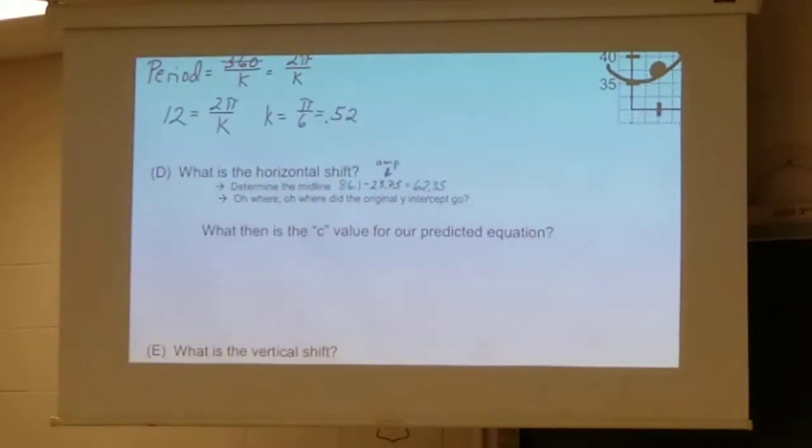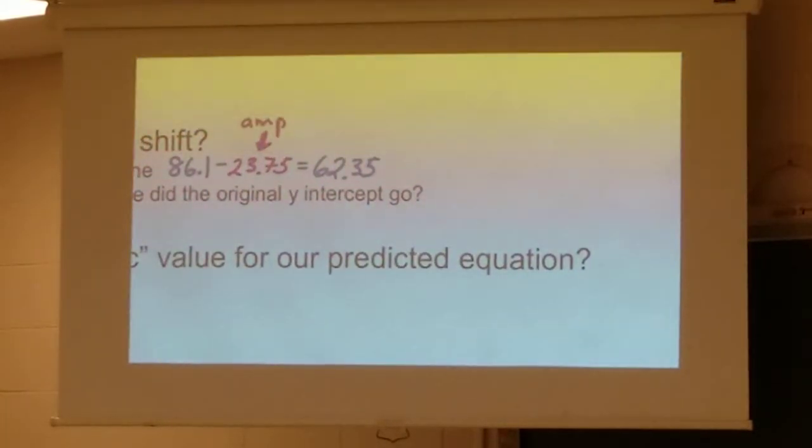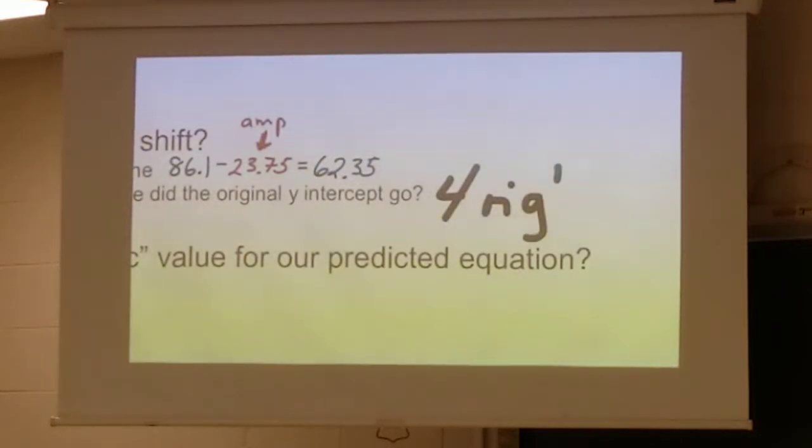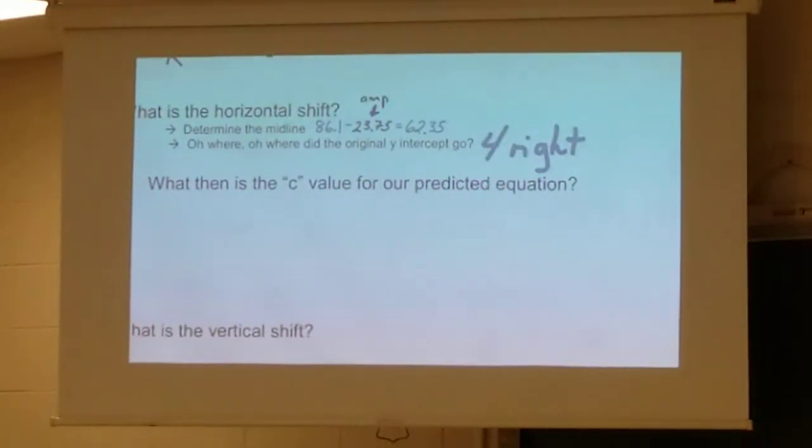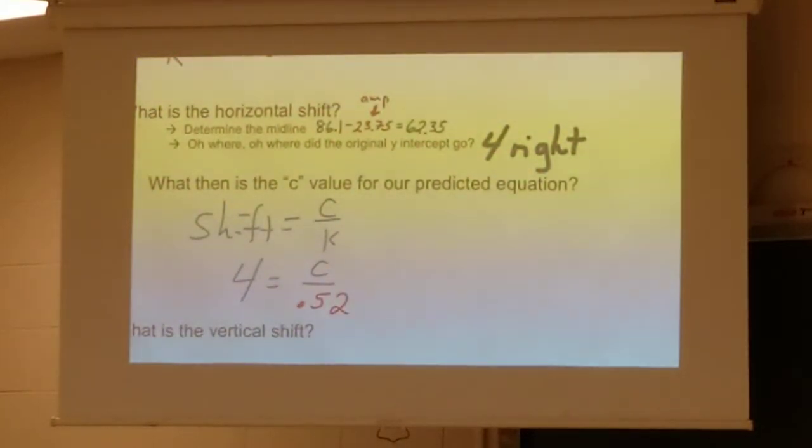And so what that means is that we shifted 4 to the right. And again, the reason it's 4 is because that point is on the midline. Now remember, there's a formula that says that the shift is equal to C over K. And that means that 4 is going to equal C over 0.5. It's going to come out to be a decimal.